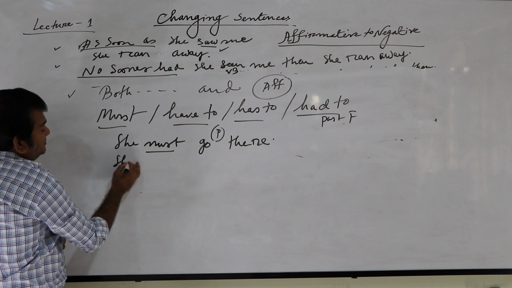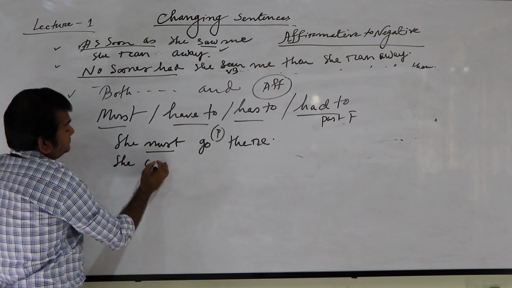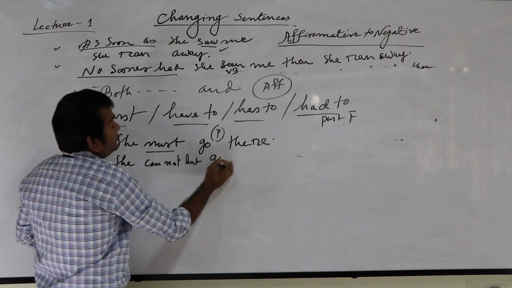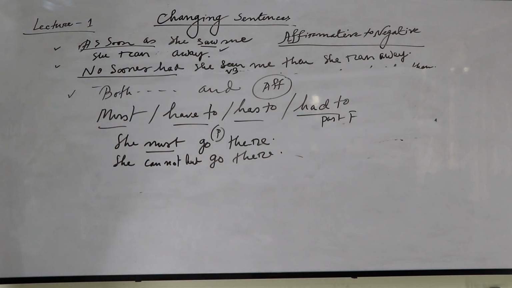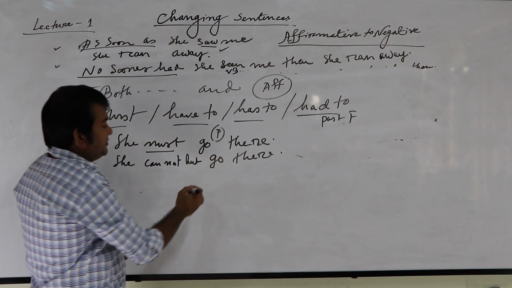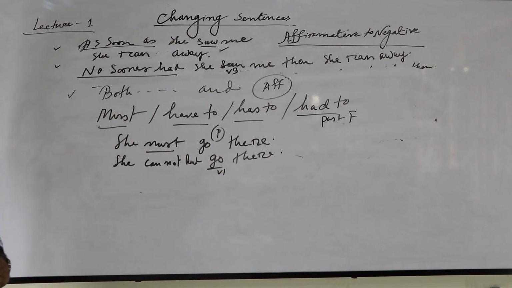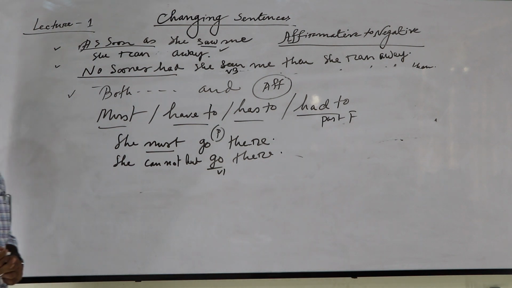So, notice, she cannot but go there. Remember, after cannot but comes the base form of the full verb, V1. After cannot but, what comes? The base form, that means V1, present form, simple present. But if we use help instead of but, then it will be verbing.